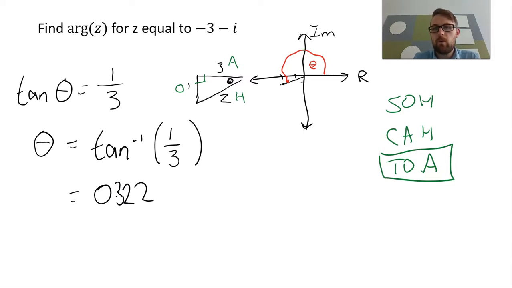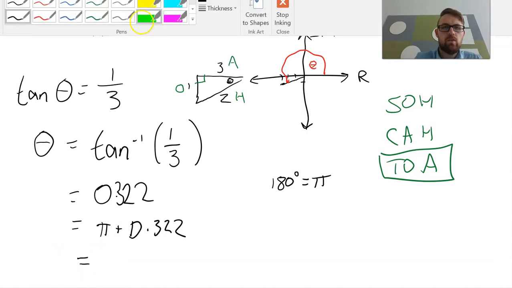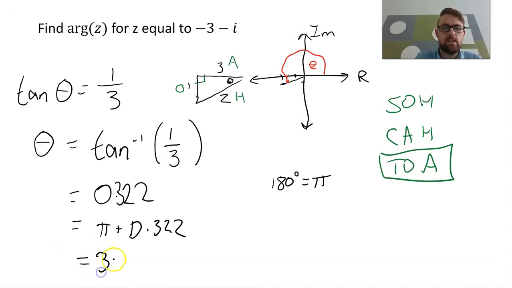All right, and we remember we also have this 180 degrees. We know 180 degrees equals pi radians. So we get pi plus 0.322, and we should get an answer of 3.46 radians. Okay, and that's the argument for this.